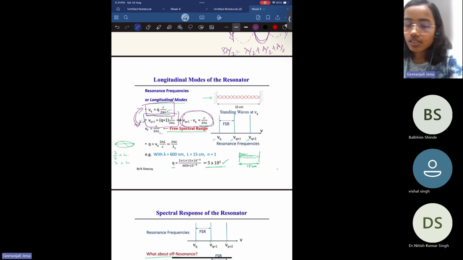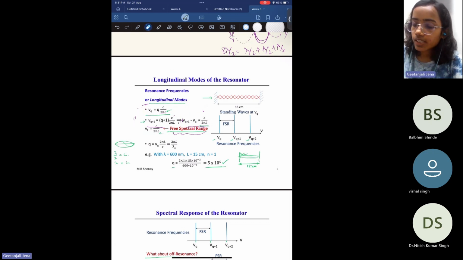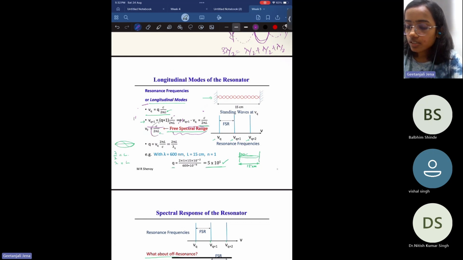This difference between two consecutive resonance frequencies is known as the free spectral range. This is the parameter that is used for the resonator, which indicates the separation between two consecutive frequencies. Now, in the expression nu f equals C by 2N, the free spectral range depends on the constant C, which is always the speed of light, refractive index N, and the length of the resonator.